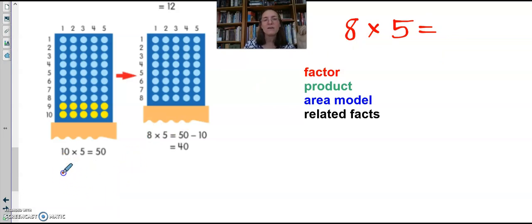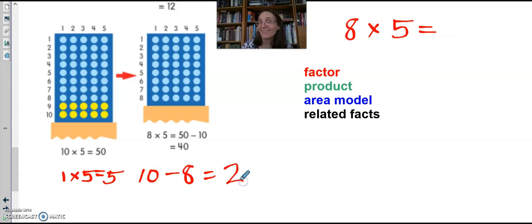I know that 1 times 5 is 5. And so I also know, if I use place value, that 10 times 5 would be 50. So I know that. I have another relationship though. I know that the difference between 10 and 8 is 2, because 8 plus 2 equals 10. See, you already learned that.